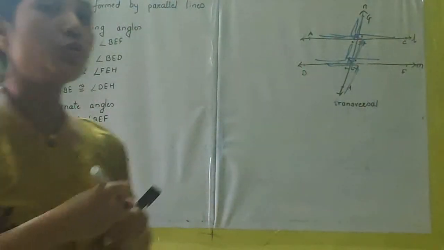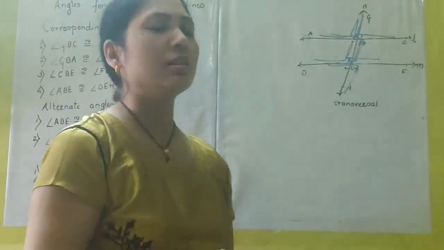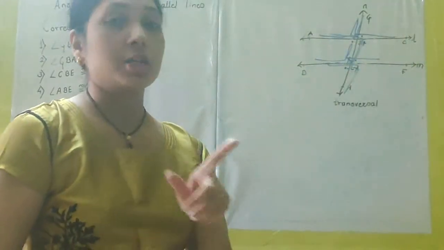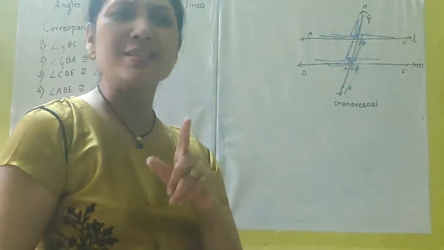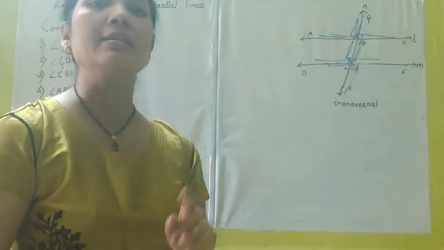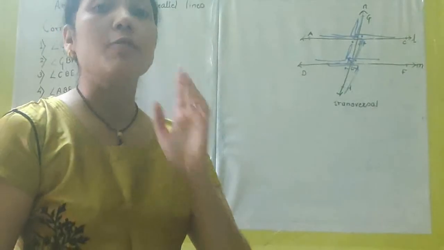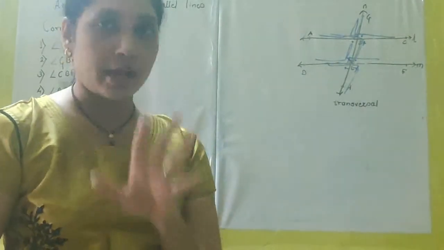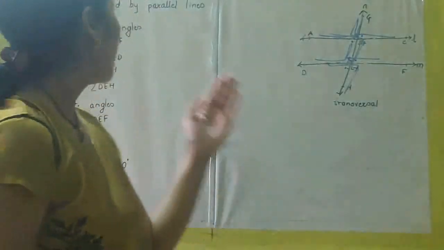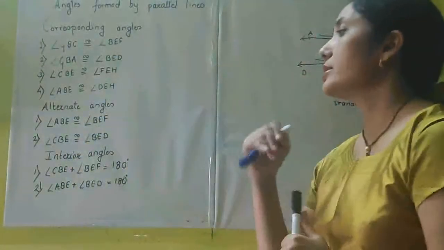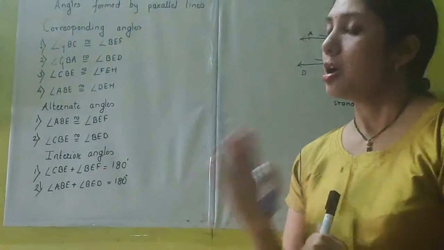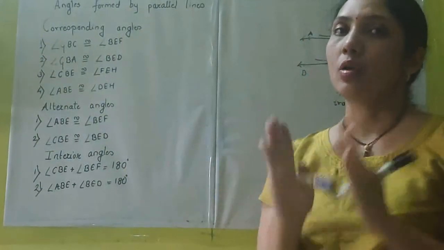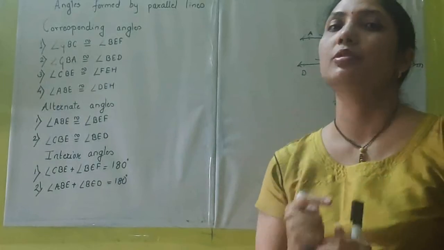So when it comes to lines and a transversal, there are many types of angles, but corresponding angles, alternate angles, and interior angles are formed by parallel lines only. If the lines are parallel, only then can there be corresponding angles, alternate angles, and interior angles. If the lines are not parallel, then these three types of angles are not valid. Please keep them in your mind.